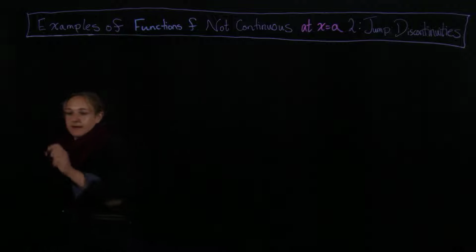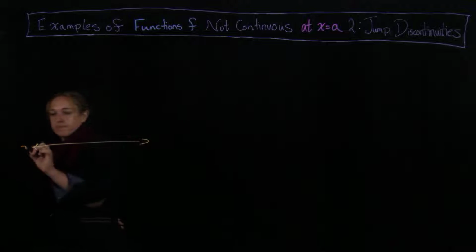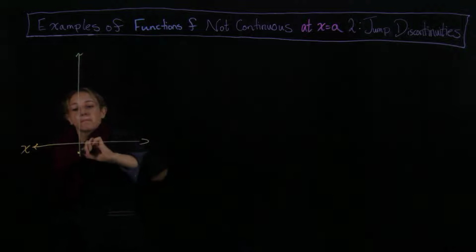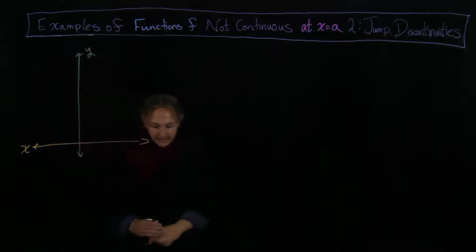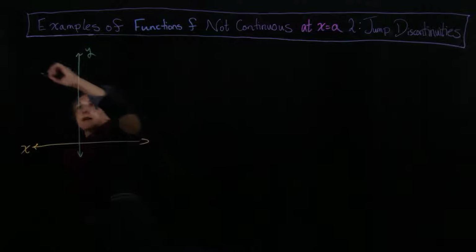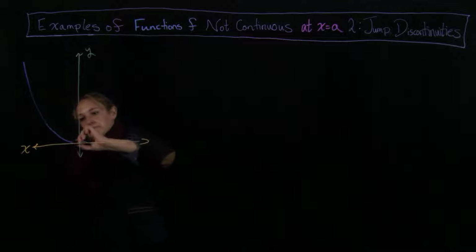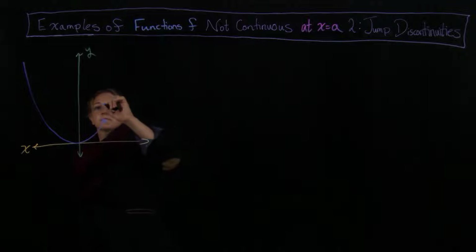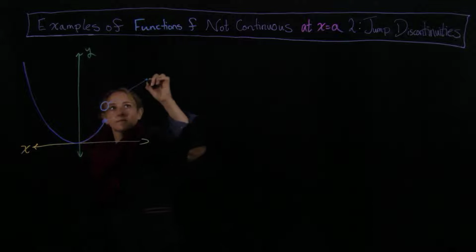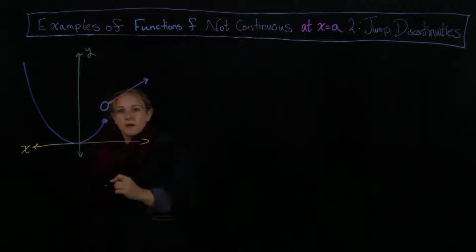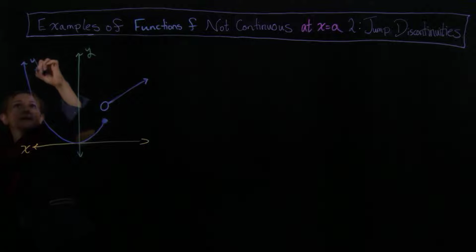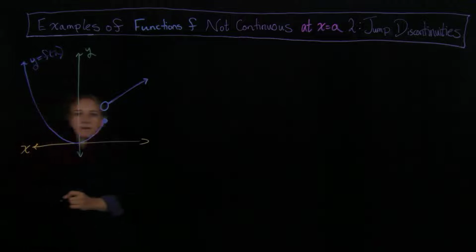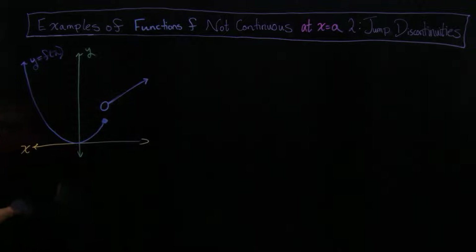So again, we have our x-axis and our y-axis. And then we have our function, so we have y equals f of x. Okay, so this is our function y equals f of x. And how is this function defined?